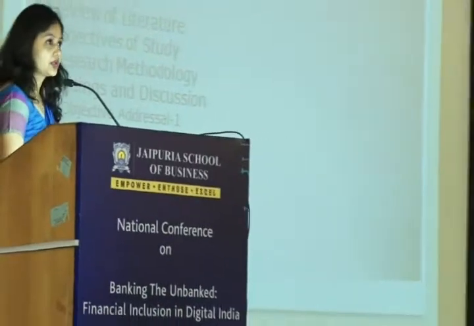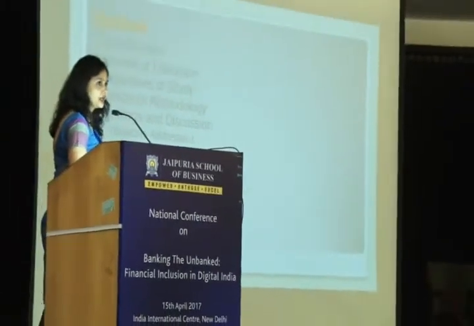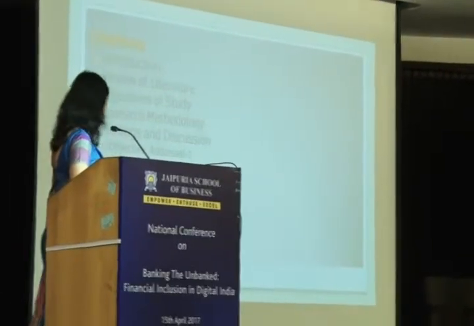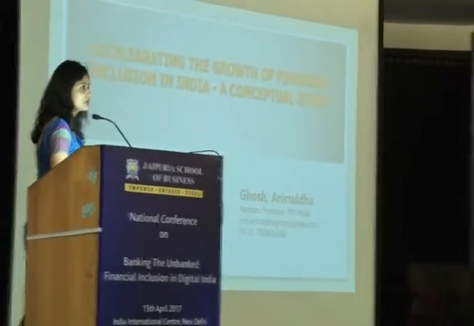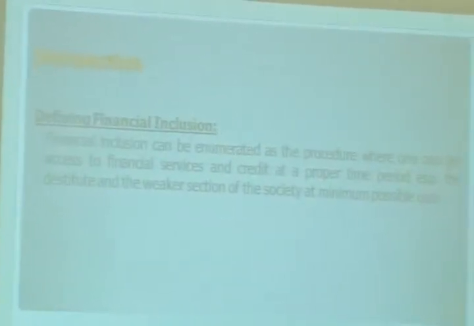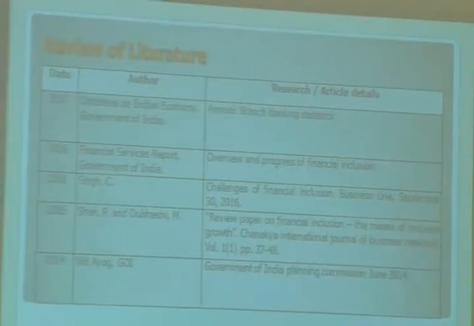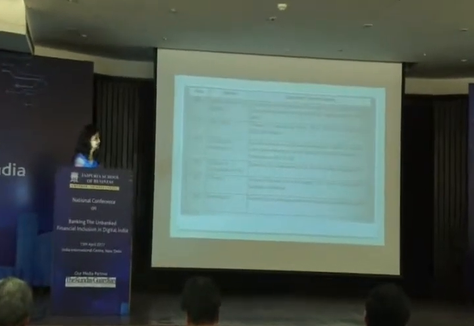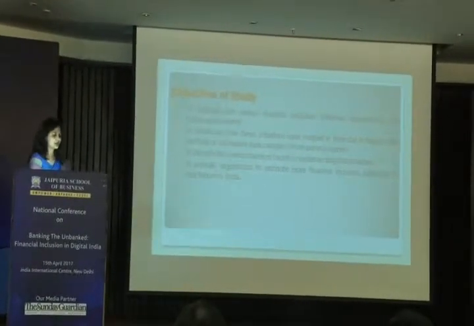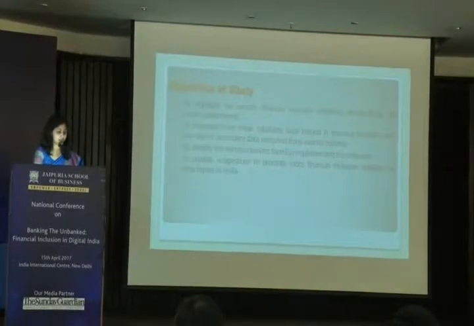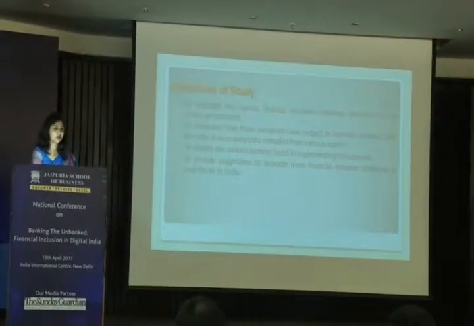Okay. Directly coming to the introduction of my research, the topic of my paper is accelerating the growth of financial inclusion and credit at a proper time period and at a minimum possible rate. A literature review has been done extensively. We have studied various reports, World Bank reports and RBI reports. So, secondary data have been compiled there. I'll come directly to the main objective of our study, that is, the purpose of this paper.